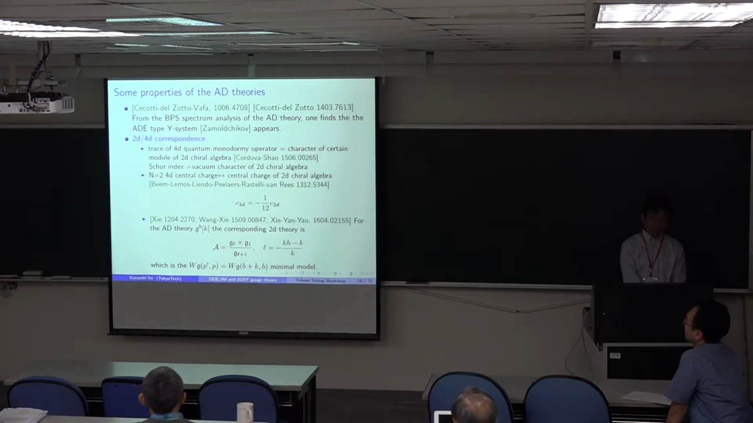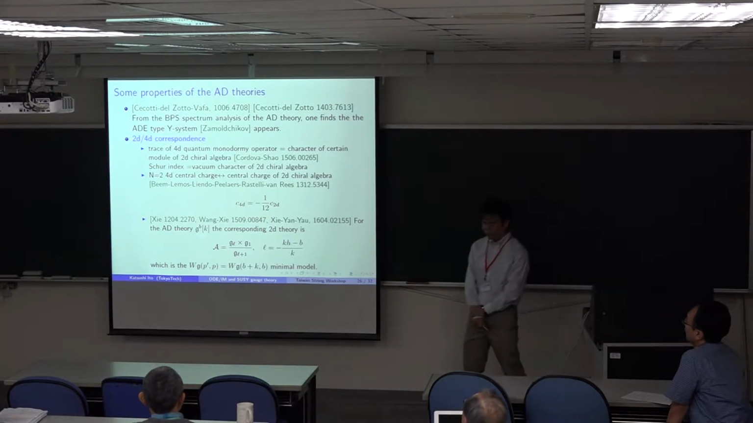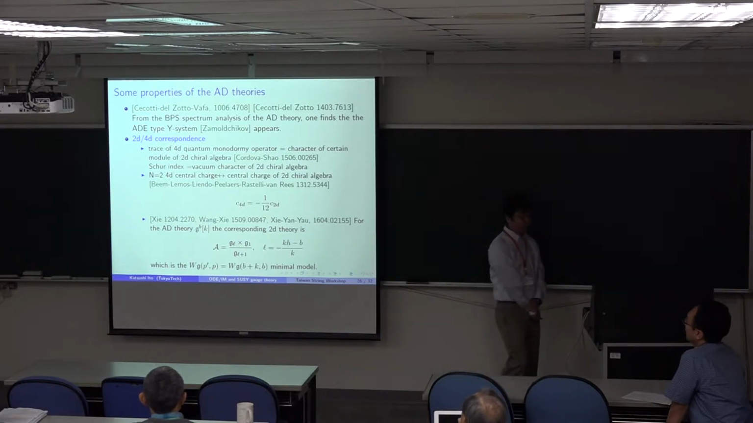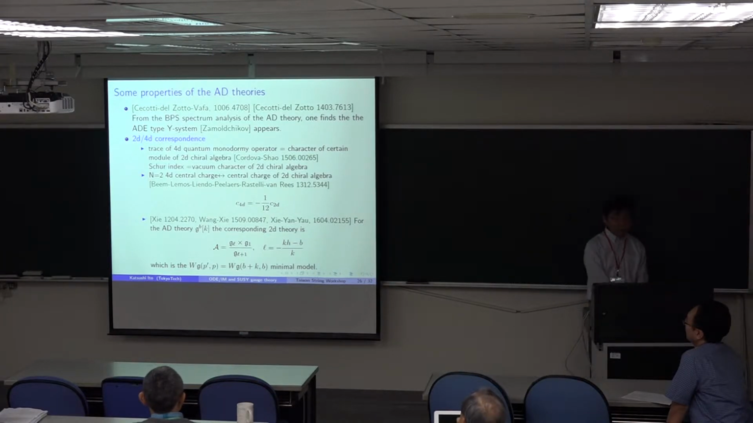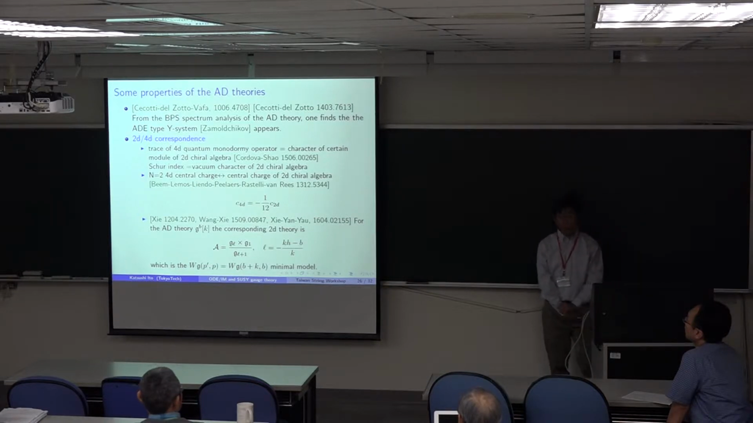So the Argyres-Douglas theory is somehow related to the 2D conformal field theory. This was checked by many people. For example, the trace of the quantum monodromy operator is expressed in terms of the character of a certain module of the 2D chiral algebra. In the Schur limit, it's expressed in the vacuum character of the 2D chiral algebra.